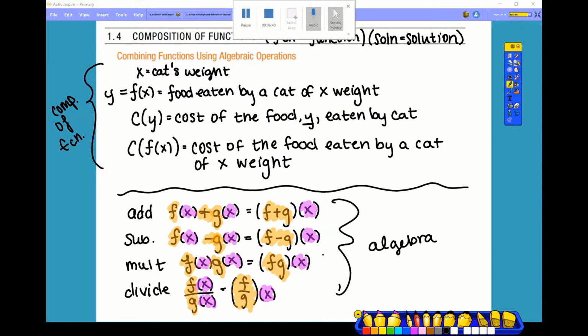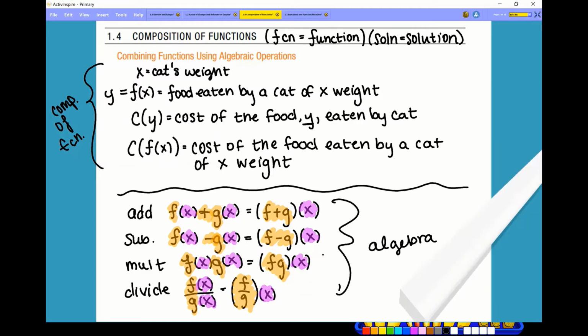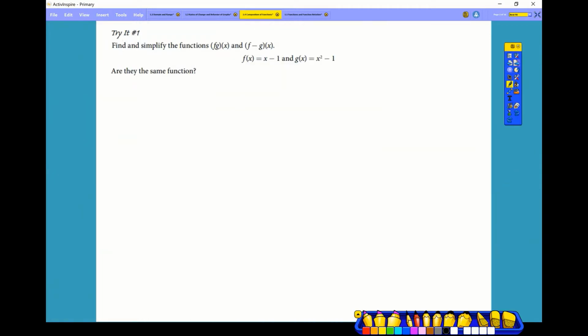Okay, now let's see if we can do an example. Find and simplify the functions. Let's see if we can highlight that. We're going to have to find these guys, and we're going to have to find these guys. Okay. So here, this is multiplication, right?